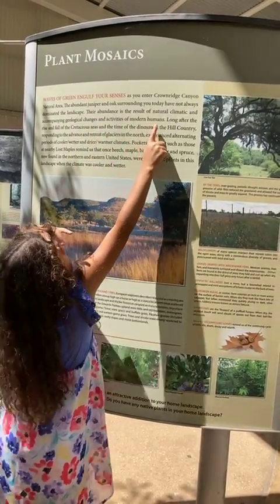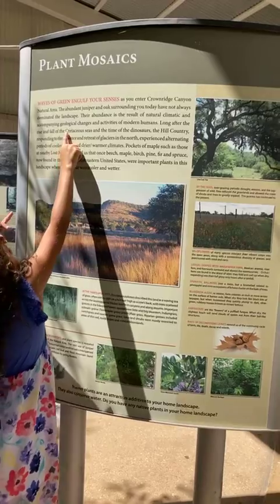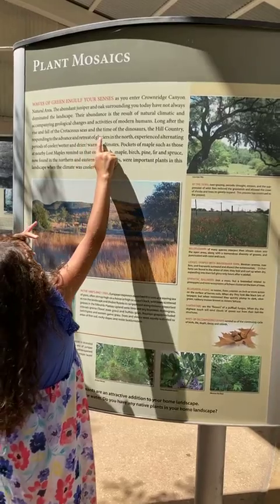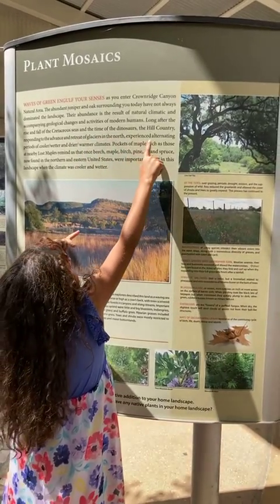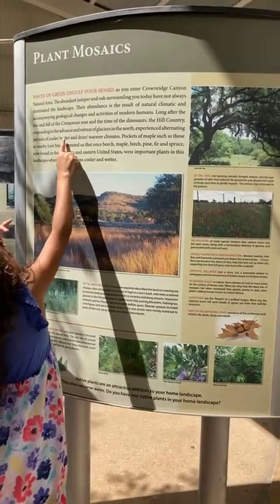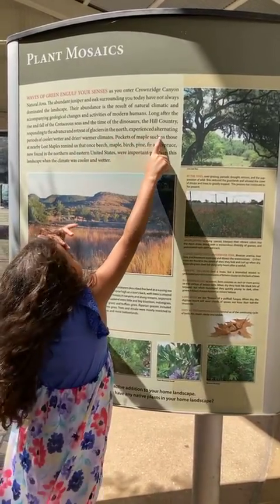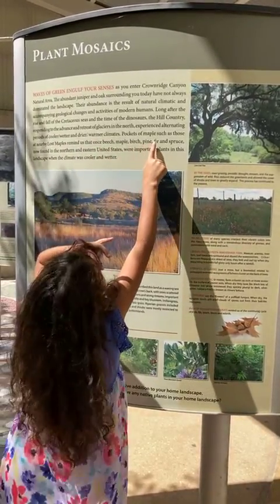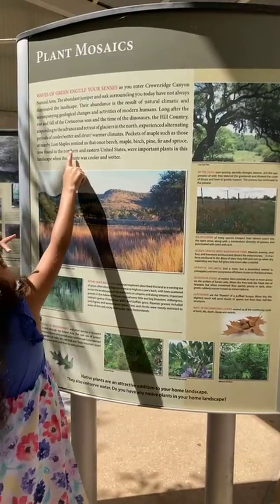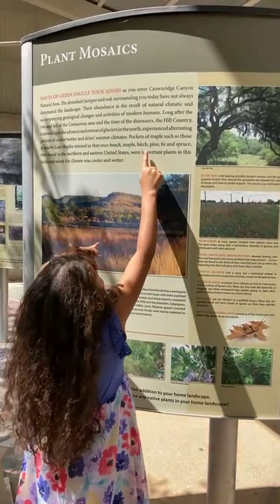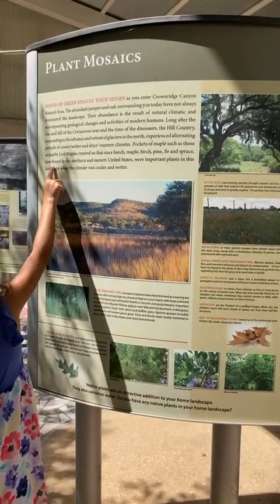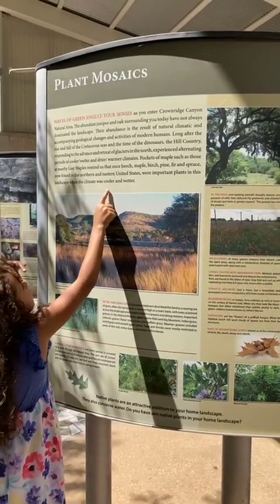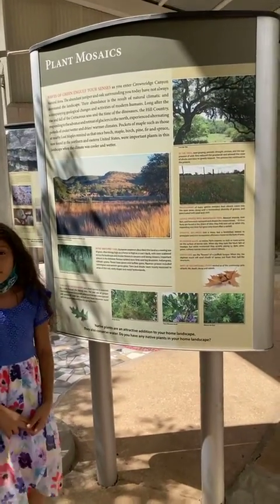Their abundance is the result of natural, climatic, and accompanying geological changes and activities of modern humans. Long after the rise and fall of the Cretaceous seas and the time of the dinosaurs, the hill country, responding to the advance and retreat of glaciers in the north, experienced alternating periods of cooler, wetter, and drier, warmer climates. Pockets of maples, such as those at nearby Lost Maples, remind us that once beech, maple, birch, pine, fir, and spruce, now found in the northern and eastern United States, were important plants in this landscape when the climate was cooler and wetter.